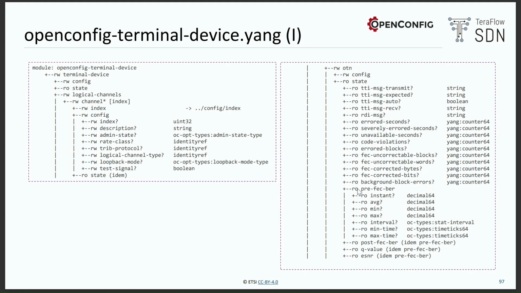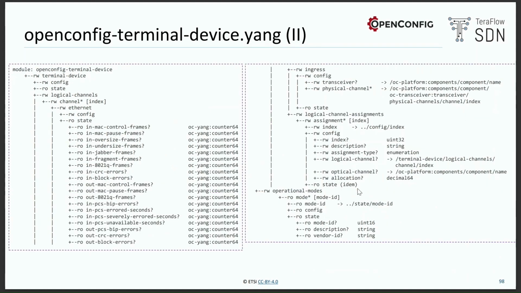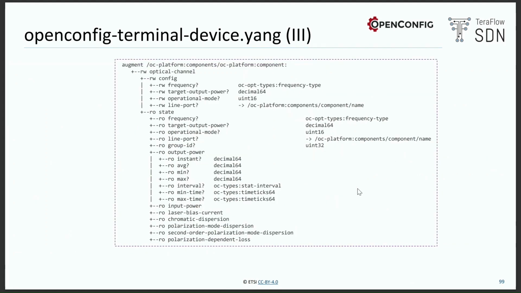This is just an extract of the data model. Here you can see, for instance, representation of logical channels. We can see here, for instance, different read-only information on the status. You can see here forward error correction ratios, bits, and so on. And well, it's more about the terminal device. Maybe we can skip it. And even more, it's just to illustrate that here we are extending different parts of the original OpenConfig model. In this case, we are extending the component with information about the optical channels.